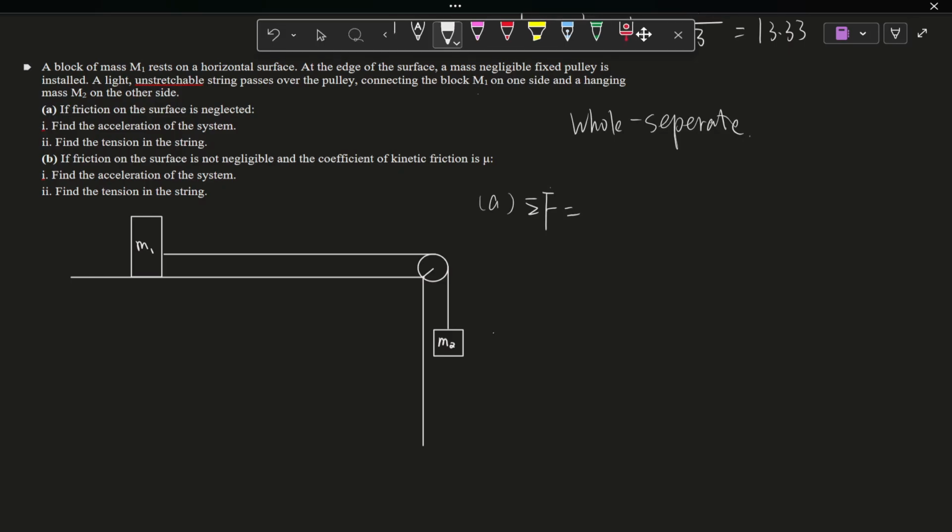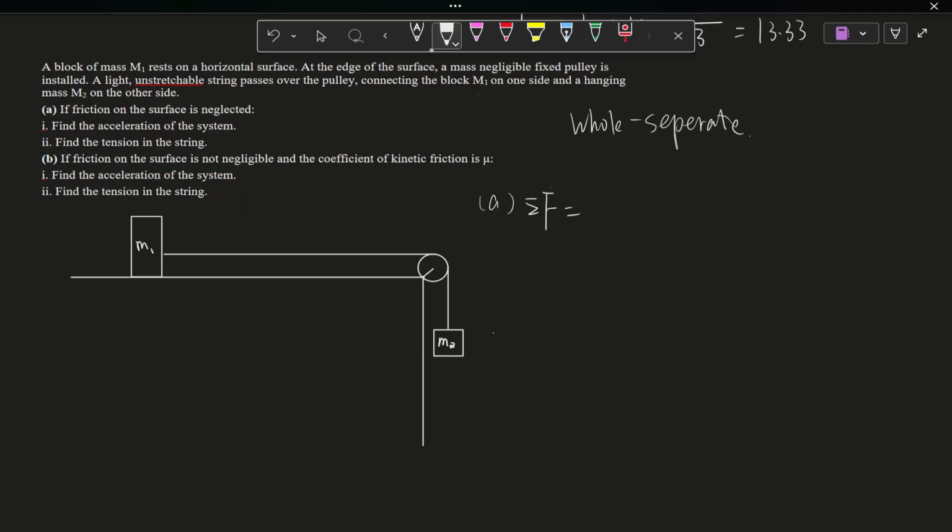For block m2, gravity is pulling it downward, and there's a tension force that resists it from going down, right? And for m1, there's a tension force equal in magnitude to the tension over here, and this tension is pulling it, helping it to move along the surface. However, if there's friction, the friction would resist motion along the surface.